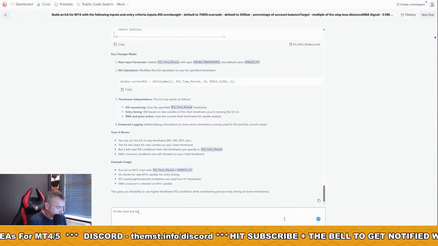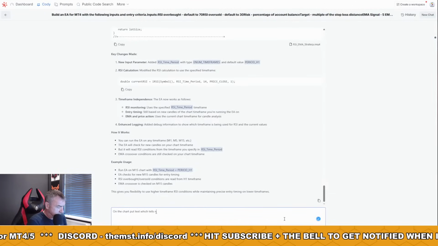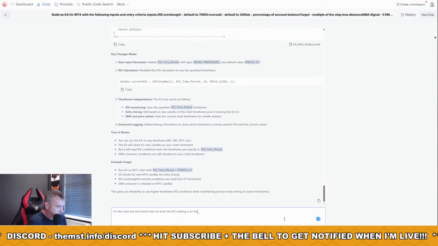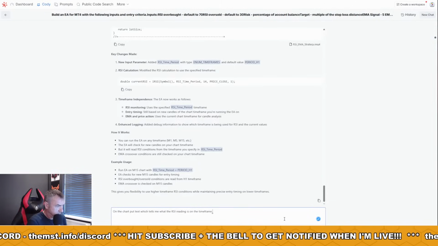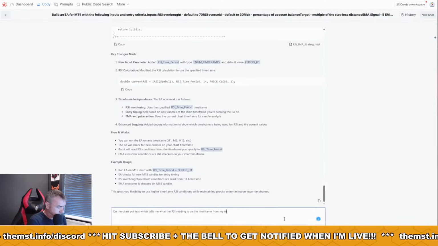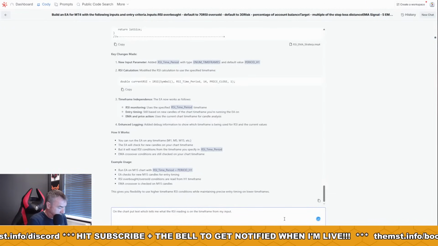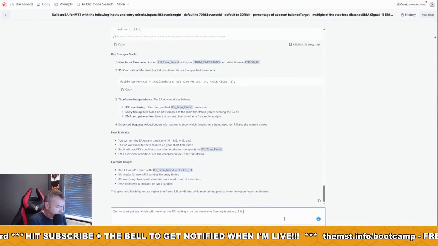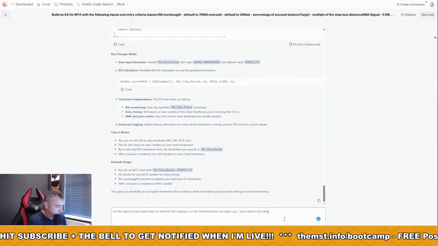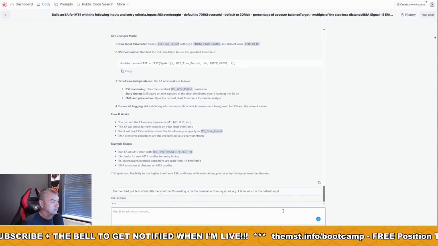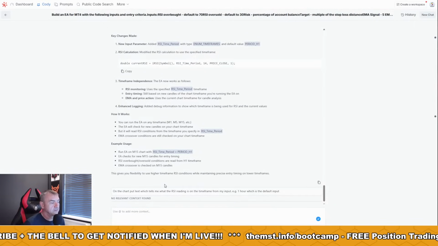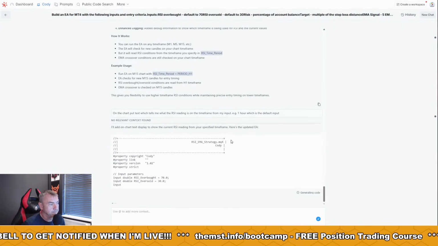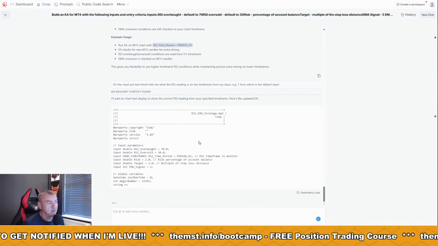put text which tells me what the RSI reading is on the time frame from my input, e.g. 1 hour, which is the default input. Okay, so basically I'm just going to say I need to be able to see what the RSI is on my chart. Yeah, because I couldn't see it. So again, it's going to rewrite the whole thing for me.